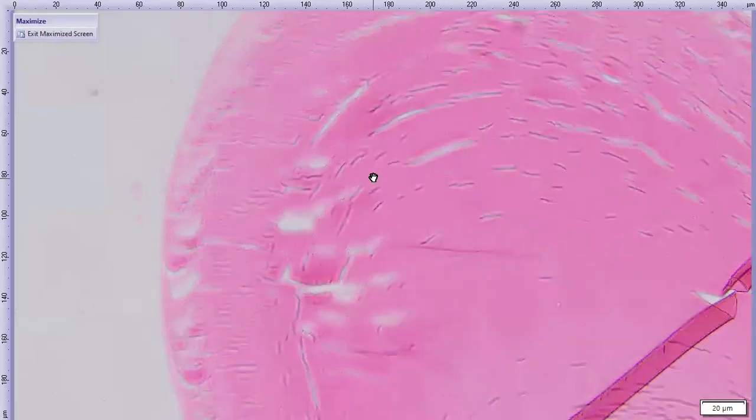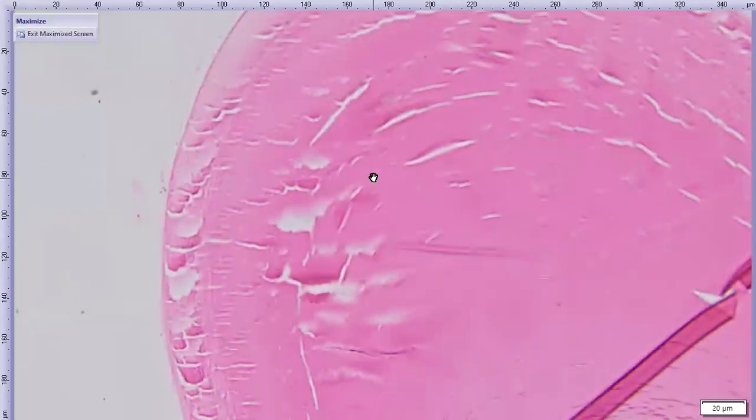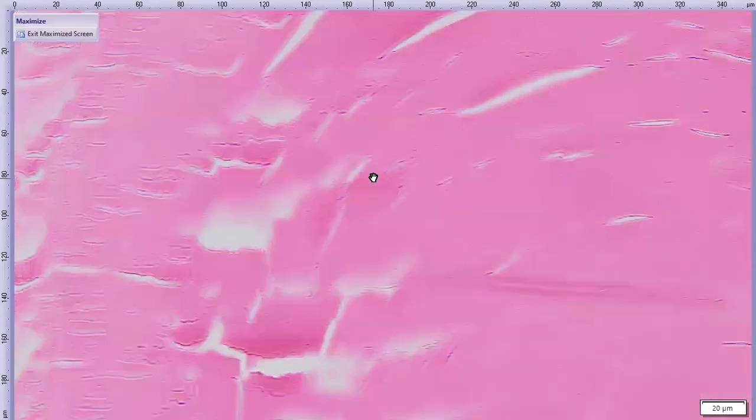And the only elastic structure in the lens is the lens capsule. So I'm going to attempt to show you the lens capsule in this marmoset. There it is. It's extremely small. So the elasticity of the lens capsule will cause the lens to become more round, and that will then allow the marmoset to see things that are closer.